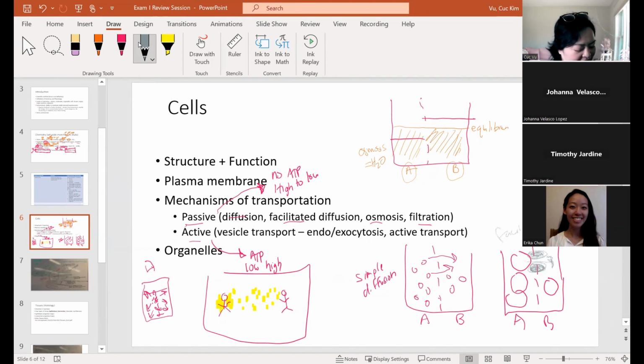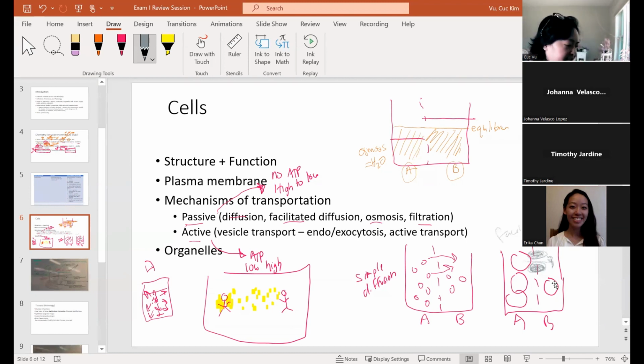But note, it's still moving from high to low without requiring ATP. It just needs a protein, like a gate, to open and let it through, because it can't move through the membrane itself. Those two, simple diffusion and facilitated diffusion, are commonly confused with each other, and then facilitated diffusion with active transport. Active transport is going from low to high, against the concentration gradient, and that's why it requires ATP. Facilitated diffusion is moving from high to low. Although they both require a protein, one's a carrier or pump, the other one's a channel or gate. Facilitated diffusion does not require ATP because it's still going from high to low. Okay?